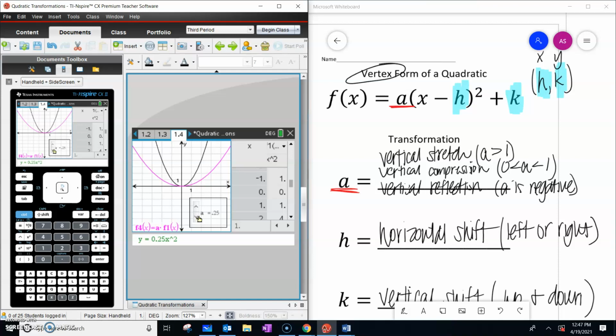Our last one for a is going to be our vertical reflection. We know from middle school, reflect means it's going to be like a mirror. So when my a value is negative, notice how it flipped over the x-axis. That x-axis acts like the mirror, so it's going to be called a vertical reflection over the x-axis. And that's it for our a transformation.